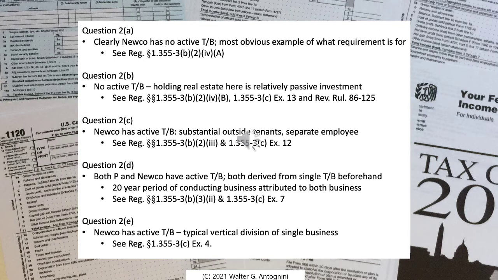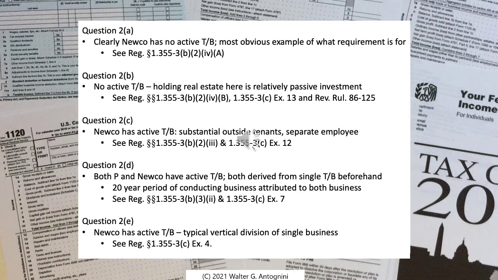In question 2B, P is engaged in the banking business. The asset transferred by P to NewCo is a two-story building, 75% of which is occupied by the bank, which will continue to occupy the same space. There is not and will not be a separate employee to manage or care for the building. Well, this is very similar to 2A. The holding of the real estate here is a relatively passive investment. Therefore, NewCo will not be considered to be engaged in the conduct of an active trade or business.